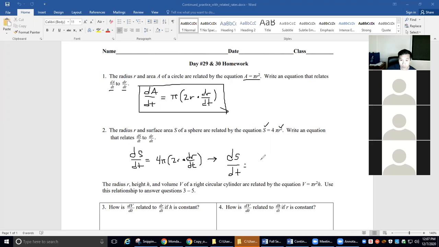So then I end up with what? 8. Can you tell me the rest of it, Adon? 8r. 8r? I think I'm missing something. Can someone help out? What am I missing between? Pi r. Thank you. All right, don't forget that part. Right. Pi r, and then what? dr/dt. Very good.